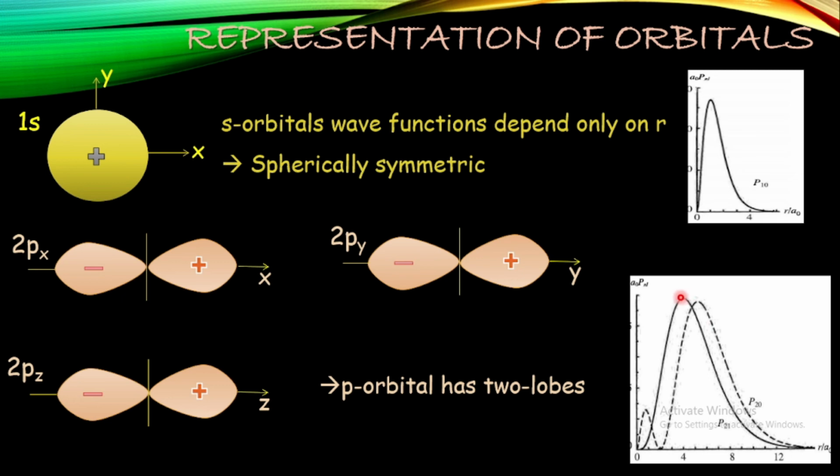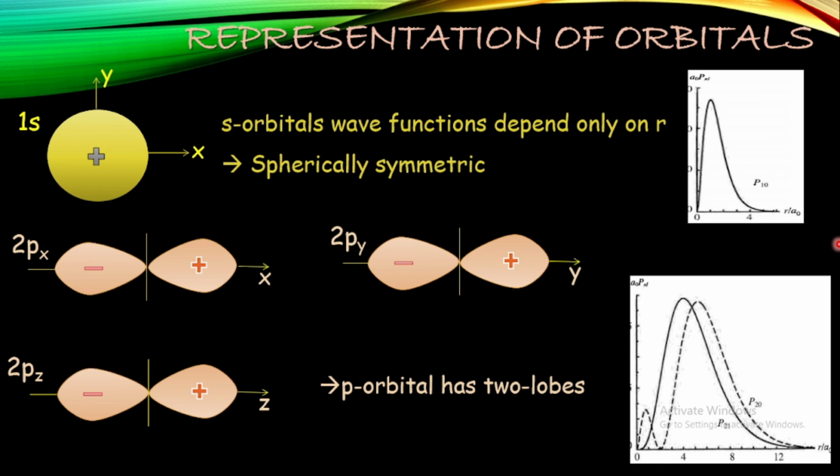Then coming to the radial node, the number of radial nodes will be equal to n minus l minus 1. That's why if you consider the 2s curve, 2 minus 0 minus 1 will be equal to 1. That's why we are having one radial node. But in the first diagram, n minus l minus 1 will be equal to 1 minus 0 minus 1, which will be equal to 0. That's why there is no radial node in the first case. So this is how we interpret the nature of orbitals based on the wave functions, which again depend on different types of quantum numbers.